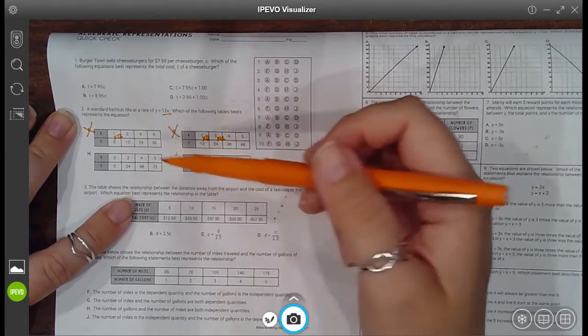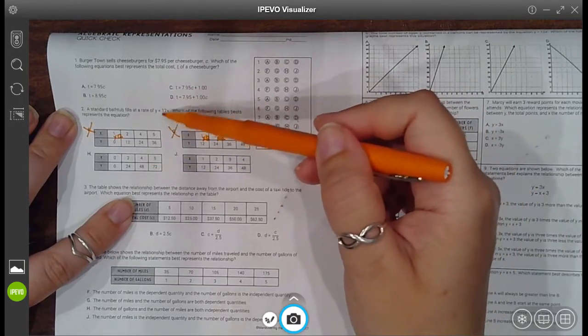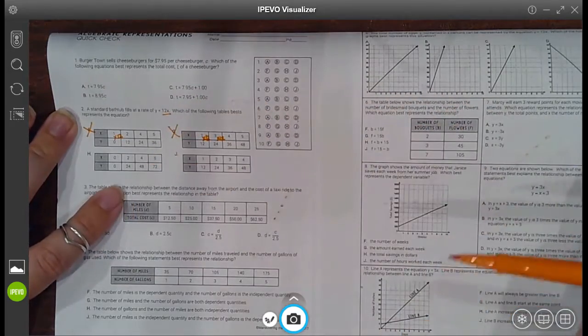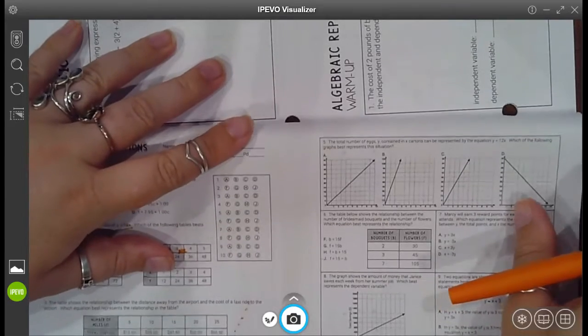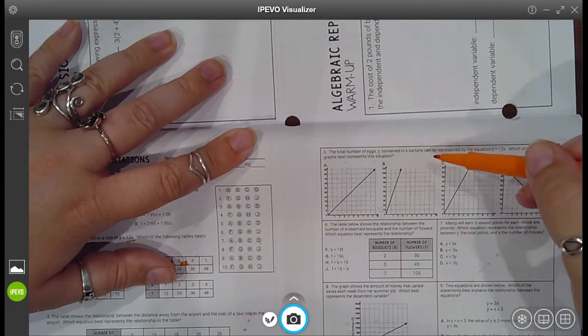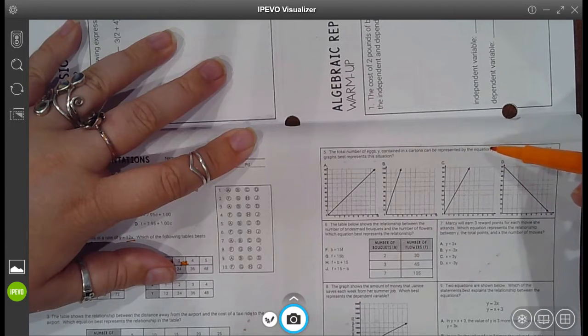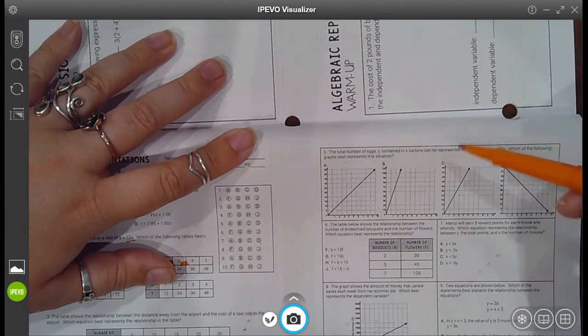Okay, so that's my hint to you: keep testing them. See if the equation matches the table and things like that. Or if there's a graph, like for instance on this one, it says the total number of eggs y contained in x cartons can be represented by the equation y equals 12x. Which of the following graphs best represents this situation?